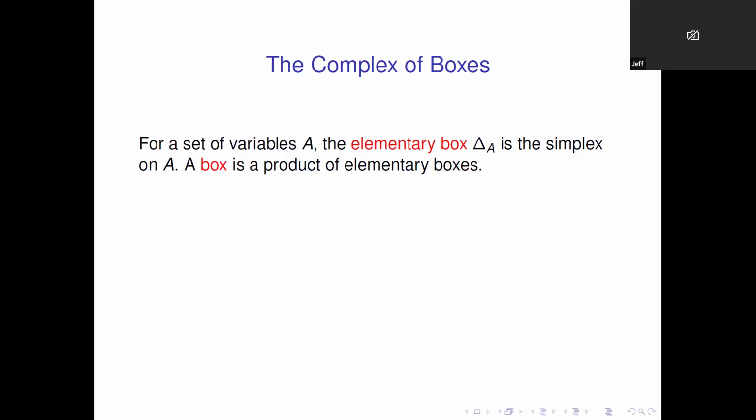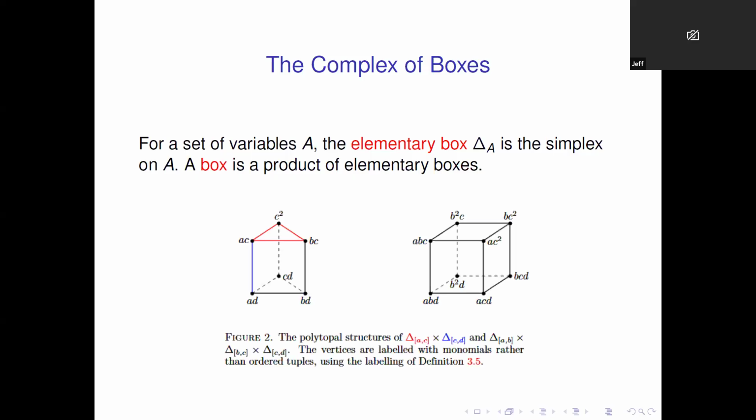So I would like to take a minute to introduce the complex of boxes, because I know that I struggled way too long to understand how it works. And it's going to be the main tool if I manage to get to new stuff. So for any set of variables A, we're going to build an elementary box, which I'll call delta A. That's just a simplex that has the elements of A as its vertices. And then a box will be a product of these things.